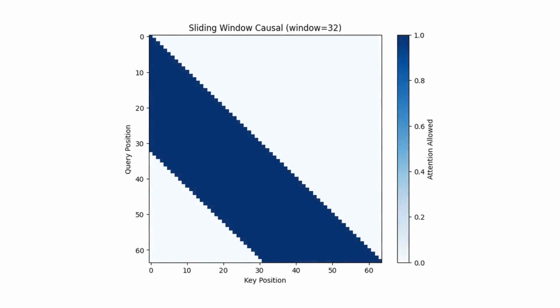The sliding window causal attention is working perfectly. The visualization shows a band diagonal pattern where each position attends only to a limited window of previous positions, reducing computational complexity while maintaining local context.